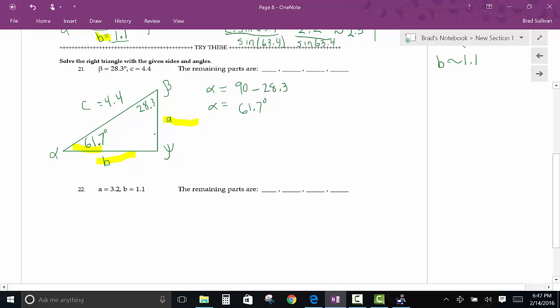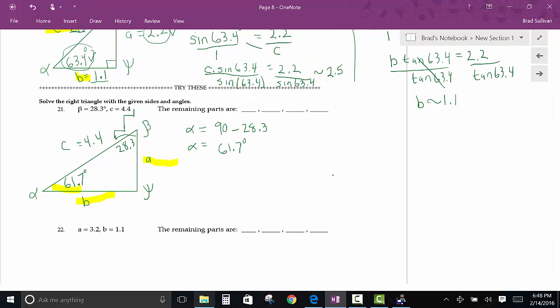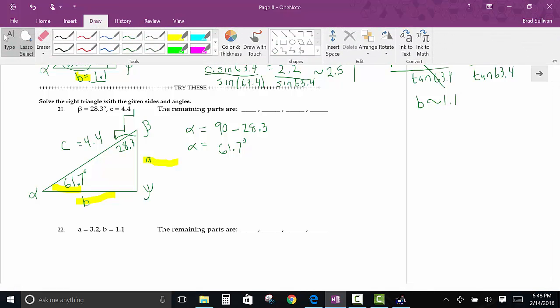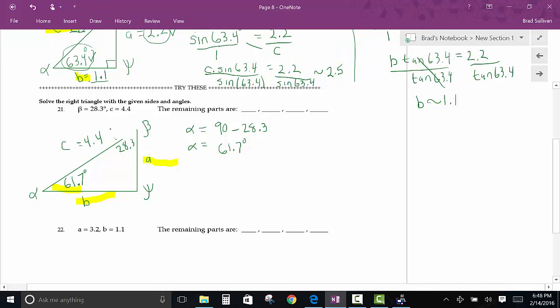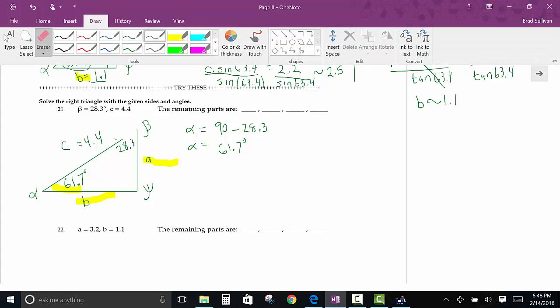Now you have to use trig to do this. Again, what I try to get students trained to do is to use what I gave you. So I gave you, oh, I hate it when that does that. I'm going to erase that. All right, let's try again.